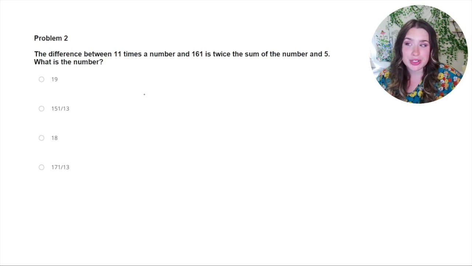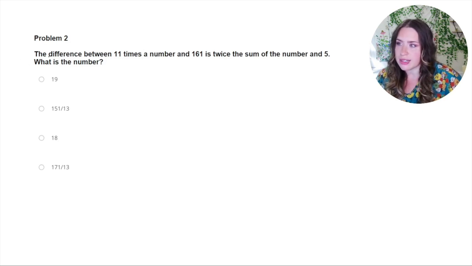All right, problem 2. This one is an equation, but it's in words, so we're going to have to figure out how to write this algebraically. The difference between 11 times a number and 161 is twice the sum of the number and 5. What is the number? Wow, that was a lot. So let's break it down phrase by phrase.